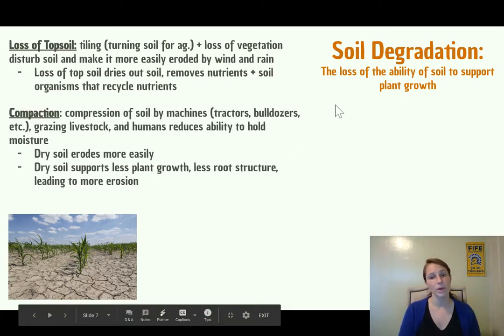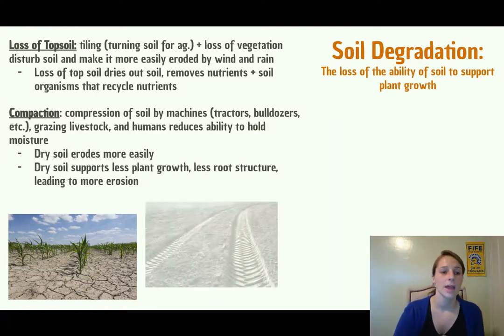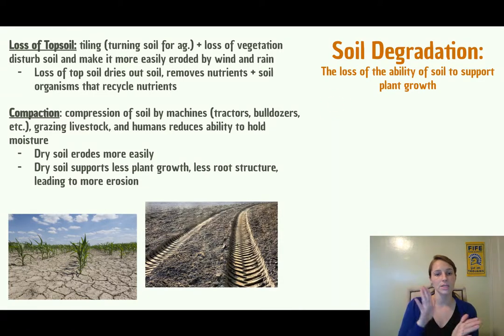The next way that soil can be degraded is going to be through compaction. Compaction is where you're going to be compressing soil by machines, such as tractors, bulldozers, etc. It can also be compressed by grazing livestock or even humans, like continually walking in a certain area. And it's going to reduce the ability of the soil to hold on to moisture.